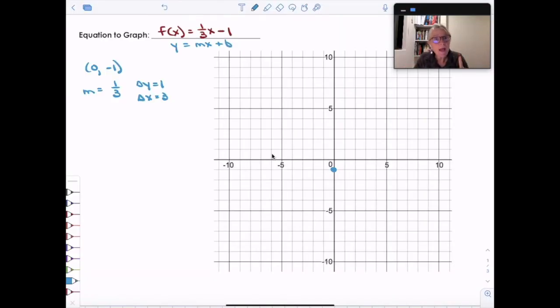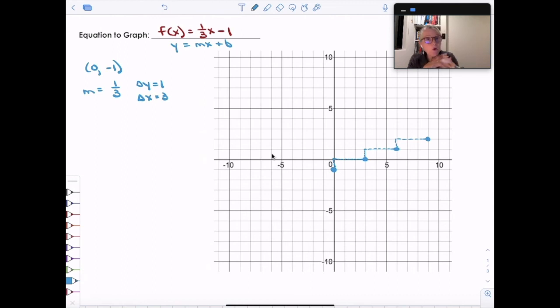Let's use our slope now. Change in y is +1, so I'm going to go up 1. Change in x is 3, so I'm going to go to the right 3. There's a point. I'm going to start now from this new point. I'm going to go up 1, my change in y, to the right 3, my change in x. Up 1, right 3, and there's a point.